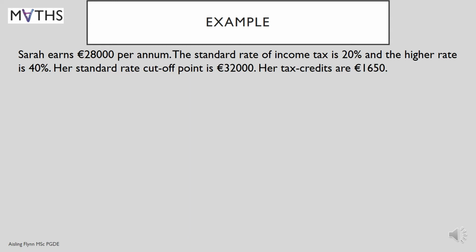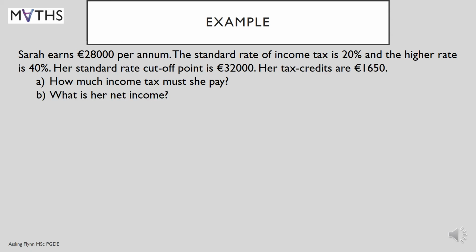Example. So the first example is Sarah. Sarah earns €28,000 per annum. So per annum means per year. The standard rate of income tax is 20% and the higher rate is 40%. Her standard rate cut-off point is €32,000. Her tax credits are €1,650. Part A asks, how much income tax must she pay? And B asks, what is her net income? So let's do part A first.